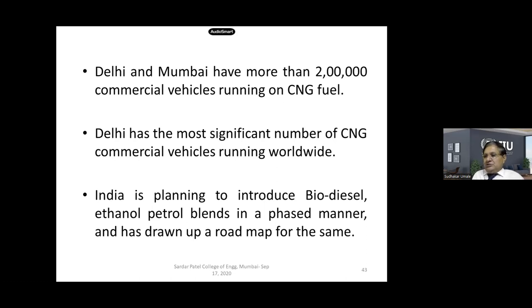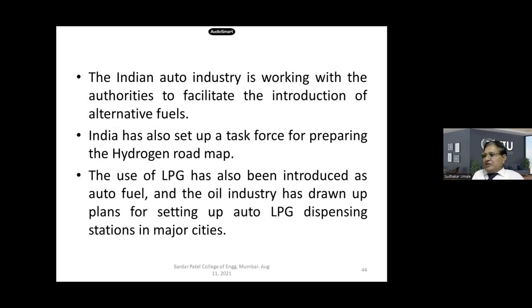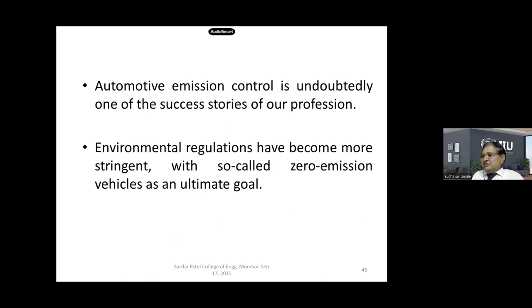India is planning to introduce biodiesel and ethanol petrol blends in a phased manner and has drawn up a roadmap for the same. The Indian auto industry is working with the authorities to facilitate the introduction of alternative fuels. India has also set up a task force for preparing a hydrogen roadmap. The use of LPG has also been introduced as auto fuel, and the oil industry has drawn up plans for city auto LPG dispensing stations in major cities. Automotive emission control is undoubtedly one of the success stories of our profession. Environmental regulations have become more stringent, with so-called zero emission vehicles as the ultimate goal in the Indian scenario.